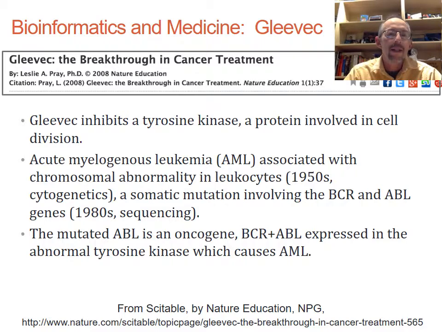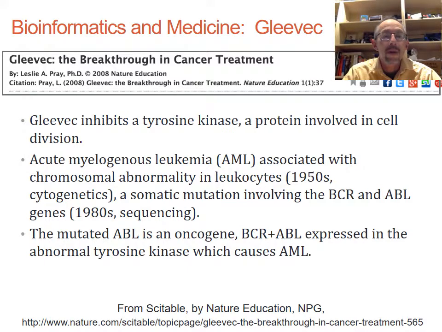The drug Gleevec inhibits a tyrosine kinase, a protein involved in cell division, or mitosis. Acute myelogenous leukemia is AML and associated with a chromosomal abnormality in leukocytes, or white blood cells. This was discovered in the 1950s through a relatively new area, cytogenetics, or the genetics of cells. Not whole organisms, but the genetics of individual cells, as they realized that cancer cells had their own genetics, their own genomes, different from other cells.